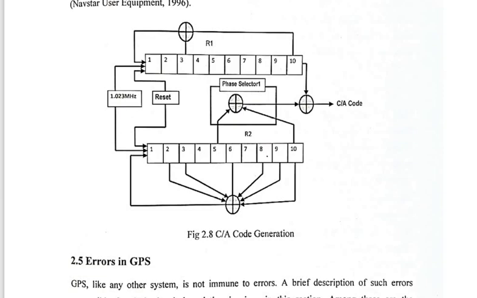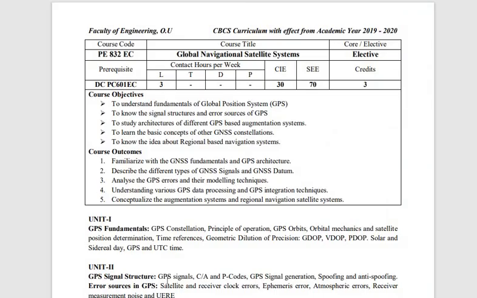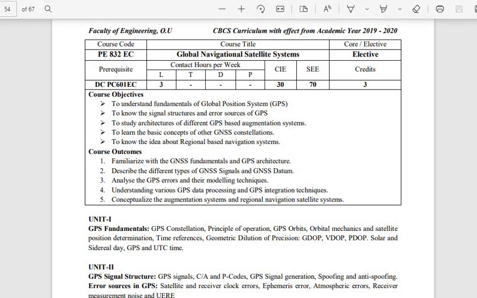I hope you are clear with this: GPS signals, C/A codes and P codes, how we have formatted them, and how we generate the GPS signal. In the next class I'll start the errors in the GPS signal, and in continuation with part B, I'll complete spoofing and anti-spoofing also. I hope you are clear with all the topics covered today.